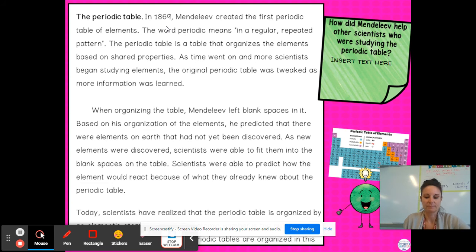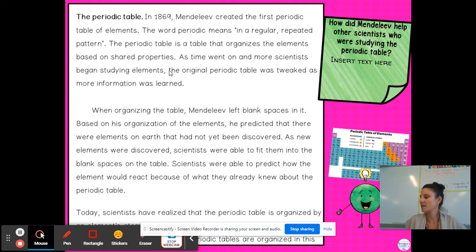The periodic table. In 1869, Mendeleev created the first periodic table of elements. The word periodic means in a regular, repeated pattern. The periodic table is a table that organizes the elements based on shared properties. As time went on and more scientists began studying elements, the original table was tweaked as more information was learned.